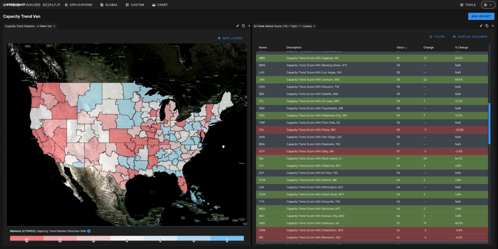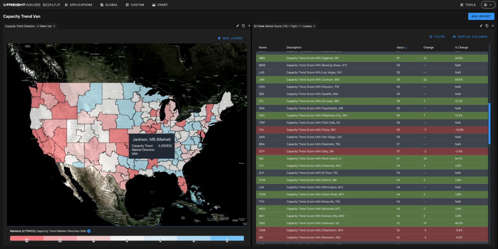Over here on the map, I have the capacity trend direction. It looks very similar to the head haul index, but this is showing the directional change of capacity in each market. This is van specific. We do have it broken out for reefers, but what I'm showing you here is van specific. So if you're looking at a market such as Atlanta, Georgia, which is at a +2, it's becoming tighter. It's more difficult to secure capacity out of that market. If you're looking at a red market, it's loosening up. It's becoming easier to secure capacity.